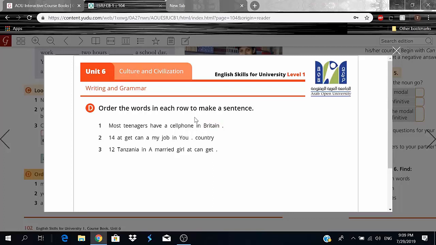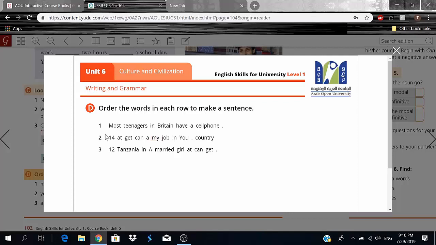I could also say in Britain. This is the correct one, the basic one, but I could also make it a little bit more complicated. In Britain, and then I'll put a comma, most teenagers have a cell phone, right? Or I could also say most teenagers in Britain have a cell phone. You see, I can just play with different sentence types. You get the idea? So it's not one fixed answer. There is more than one answer.